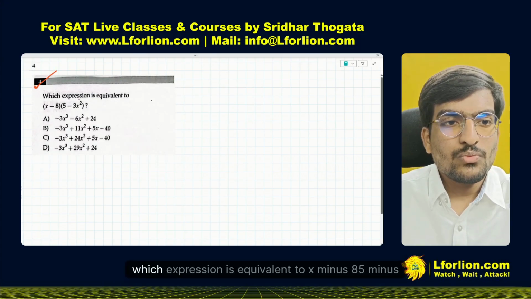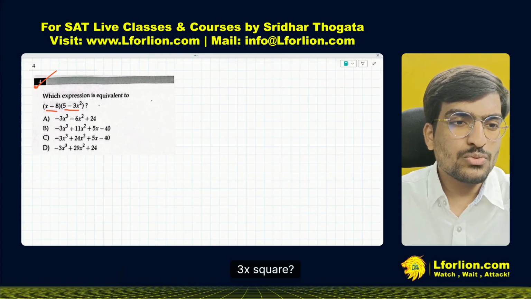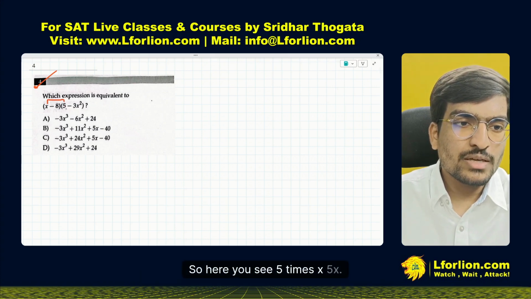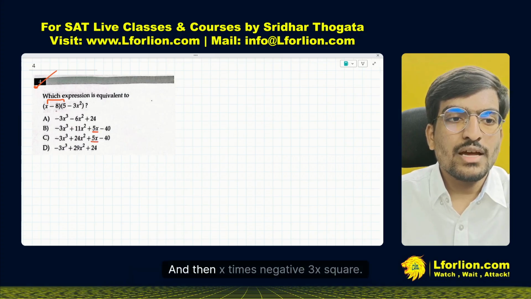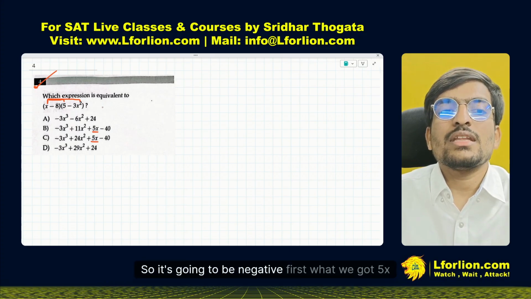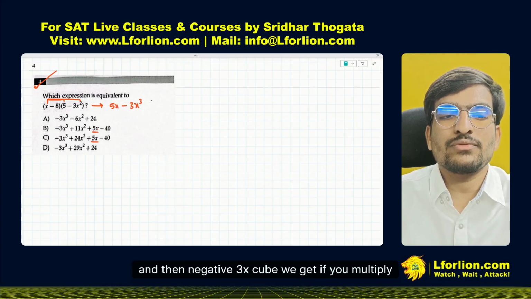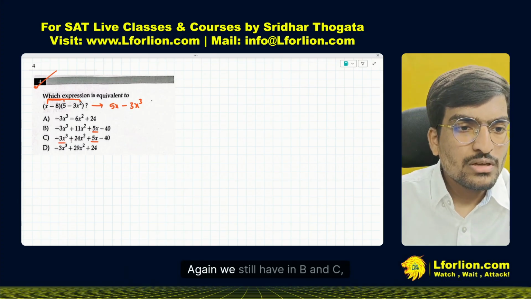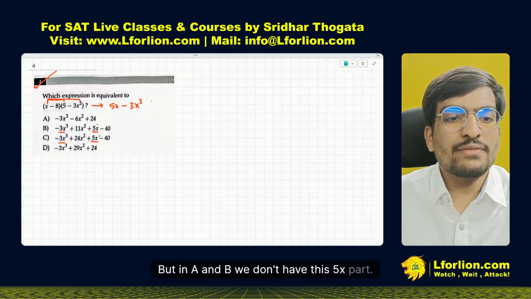Question 4, which expression is equivalent to x minus 8 times 5 minus 3x square? So obviously here we have to apply the FOIL. So here you see 5 times x, 5x. So we have that 5x part only in options B and C. And then x times negative 3x square. So it's going to be negative, first what we got, 5x, and then negative 3x cube we get if we multiply the outer part. So that's negative 3x cube. Again, we still have B and C. It's in A and B, but in A we don't have this 5x part.